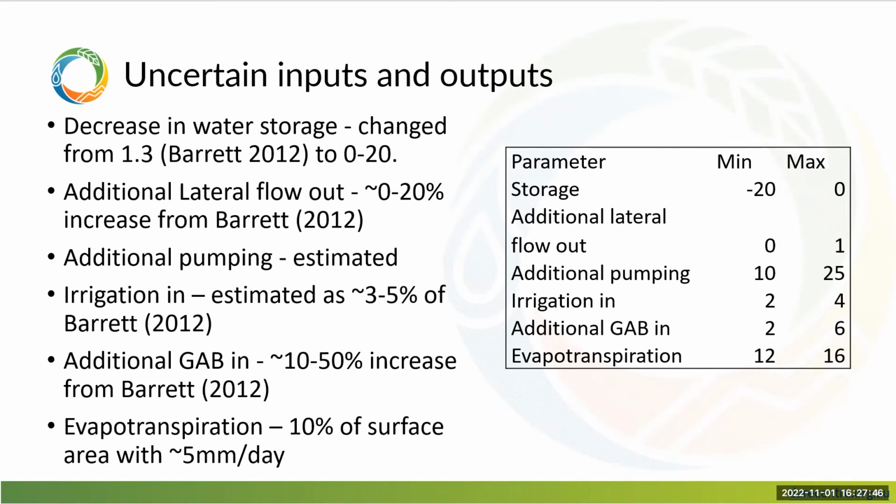So these are our uncertain inputs: whether the water storage contained in the groundwater is being depleted, if we have additional lateral flow out, additional unreported pumping, additional flow back in from irrigation, additional flow in from the Great Artesian Basin, and loss due to evapotranspiration. And those are the values that were calculated for each of those.